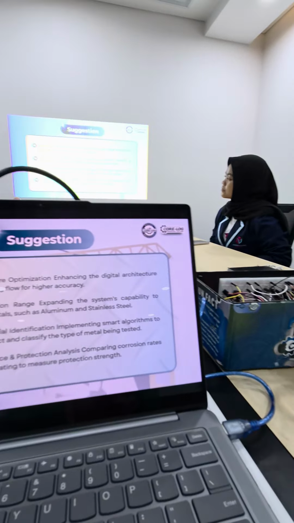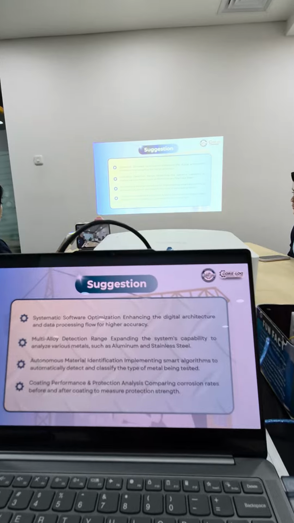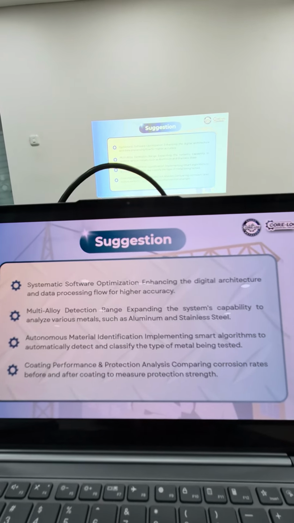The second one is multi-alloy detection range. As you know, right now in the current condition, our product focuses on low carbon steel. But in the future development, we hope that we're able to detect various metals such as aluminum and stainless steel.